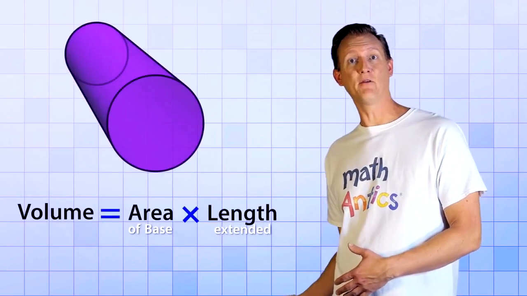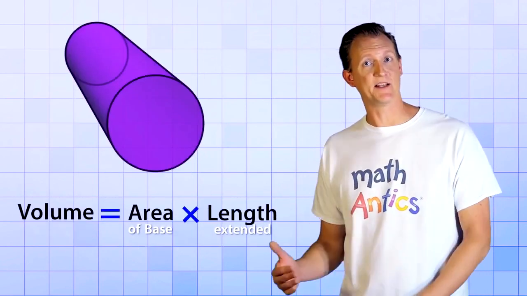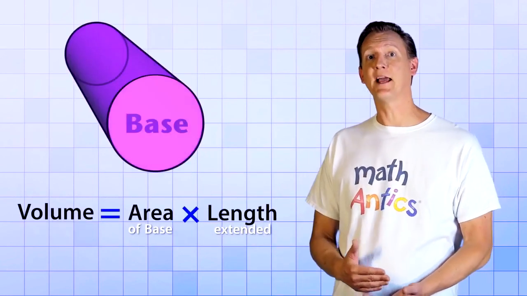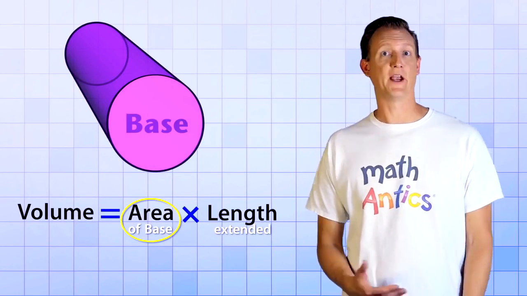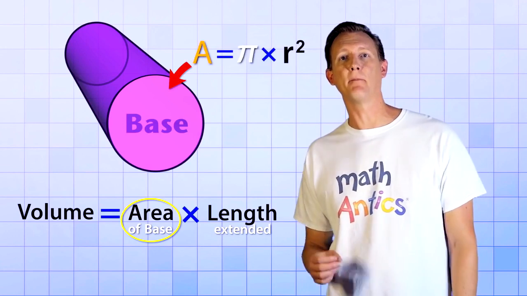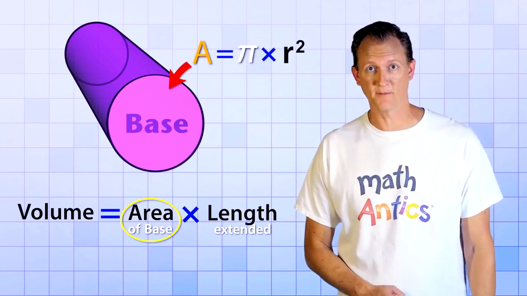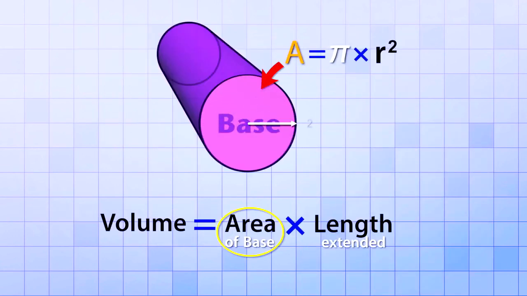All right, are you ready to try finding the volume of the cylinder now? The cylinder is made by extending a circle, so first we need to calculate the area of that circle. As we learned in a previous video, the area of a circle is found by multiplying pi times its radius squared. The radius of this circle is 2 meters, so if we square that, we get 4 meters squared. Then we multiply by pi, which is approximately 3.14, and we get 12.56 meters squared.